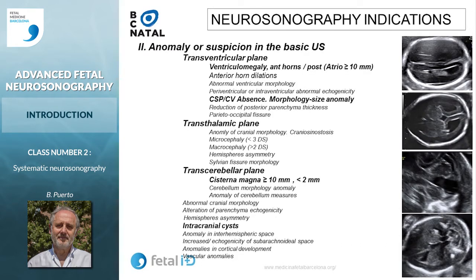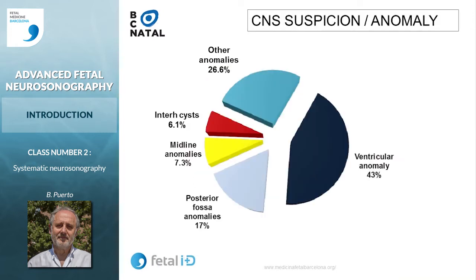As we mentioned before, one of the most important indications of neurosonography is finding an alteration in the central nervous system screening. In this list, you can see the different structures that are accessible, and the most common ones in which a patient is referred to neurosonography: ventriculomegaly, absence or anomaly of cavum septum pellucidum, increased cisterna magna, and the presence of intracranial cysts in these proportions.